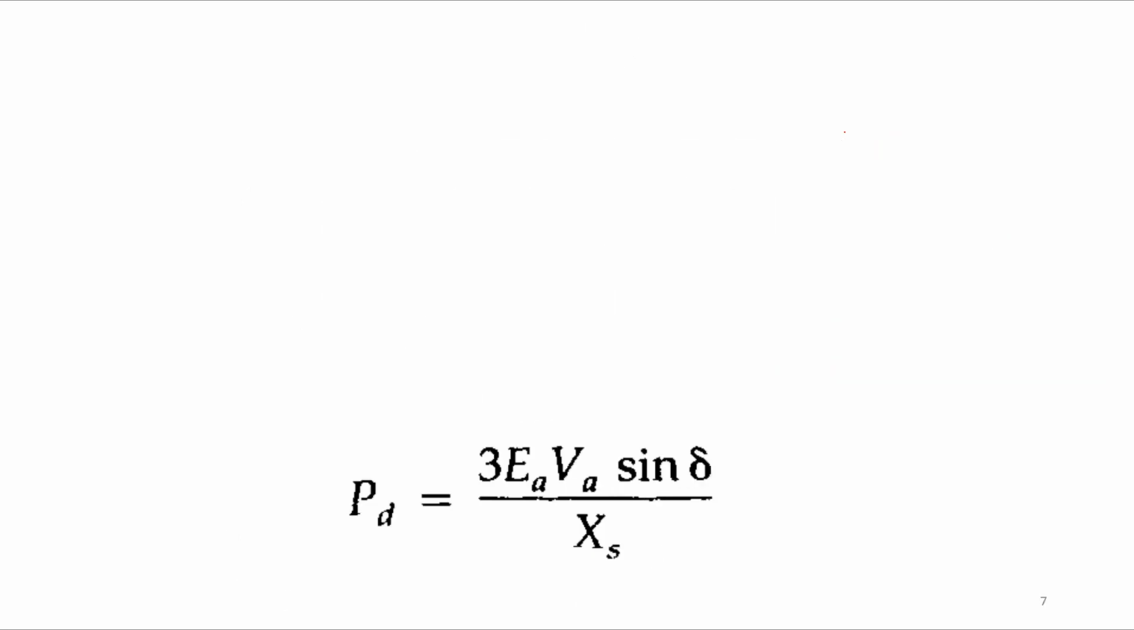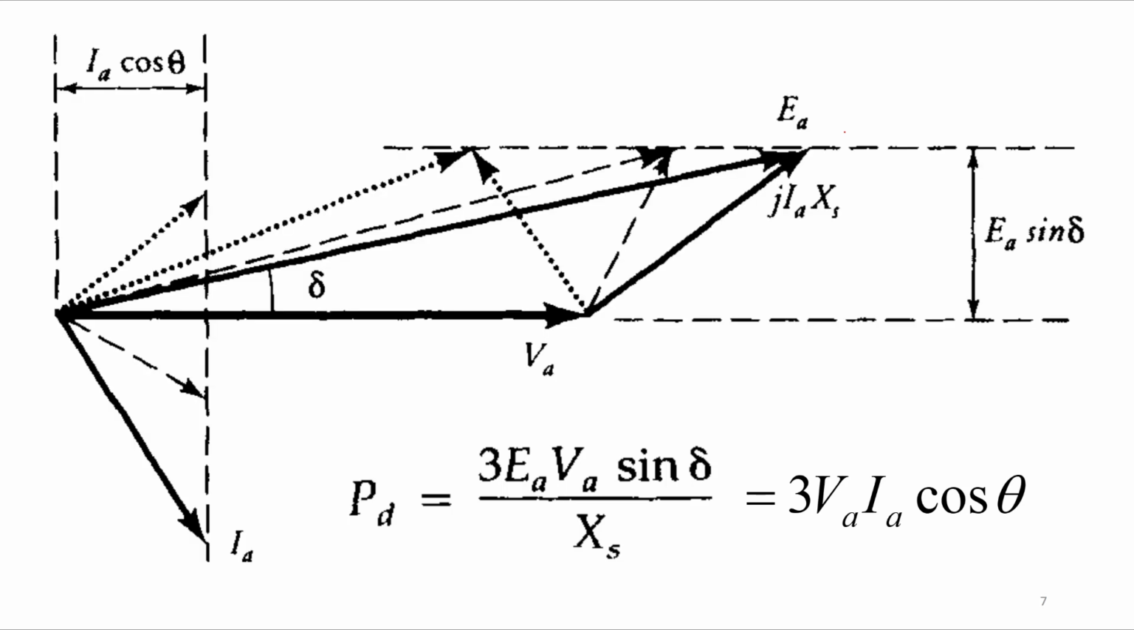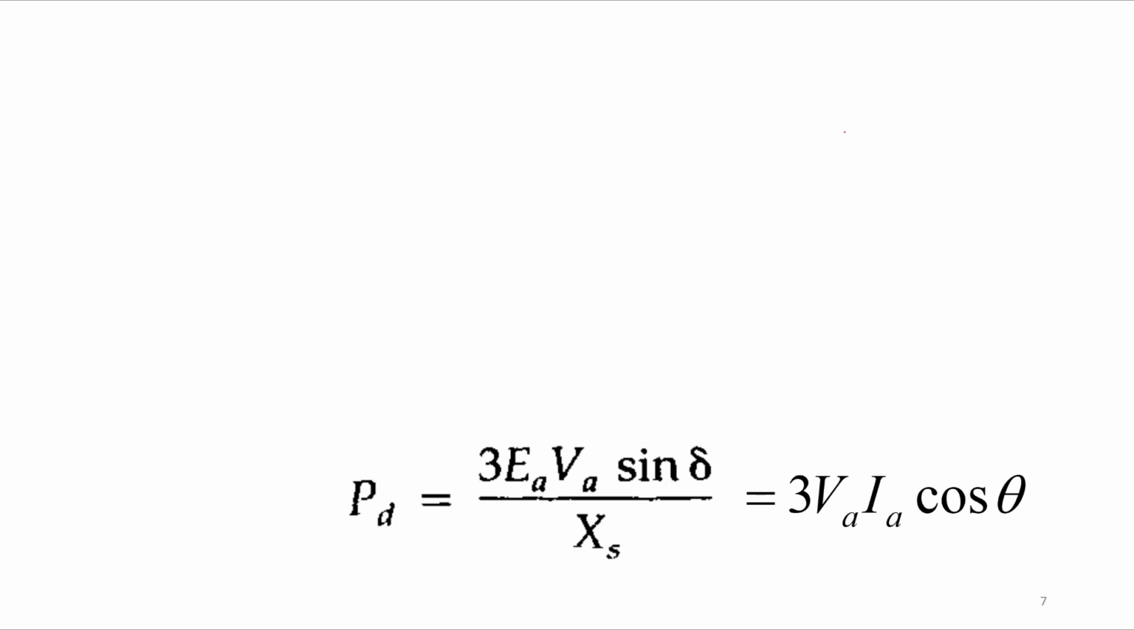Okay, so now we can see this is the output power. We know this output power PD is equal to the power developed when RA is equal to 0. Already we know this: 3EA VA sine delta by XS. We derived this in the last class, and that is also of course equal to 3VIA cos theta.